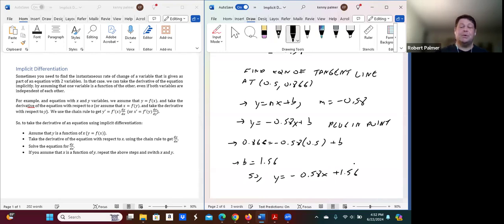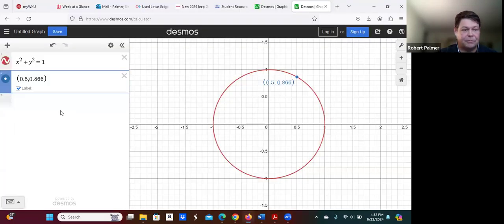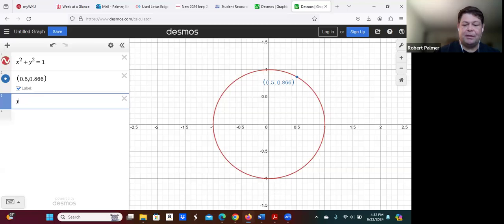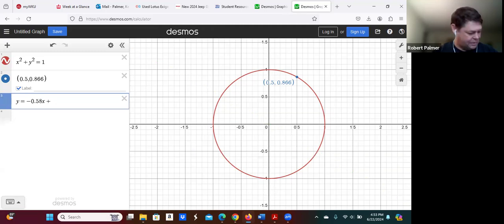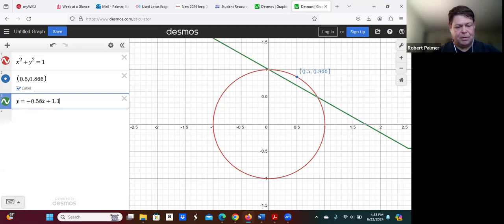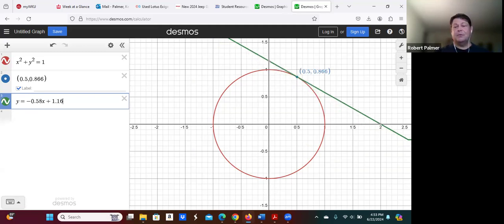Okay, let's see if that's true. Let's see how well that works. All right, so go back here. y equals negative 0.58 x plus 1.56. Yeah, looks pretty good. All right, so you see this line touches it at just that point. So that's the slope of the tangent line.